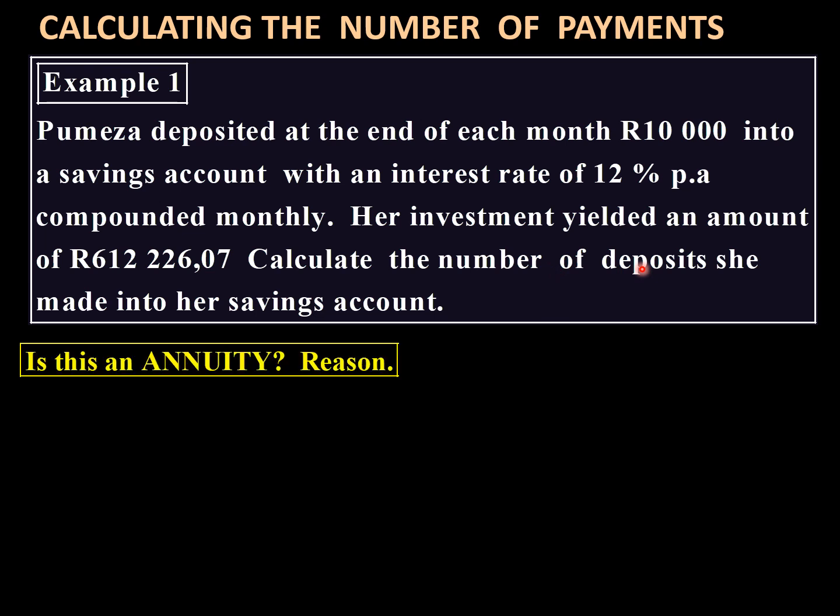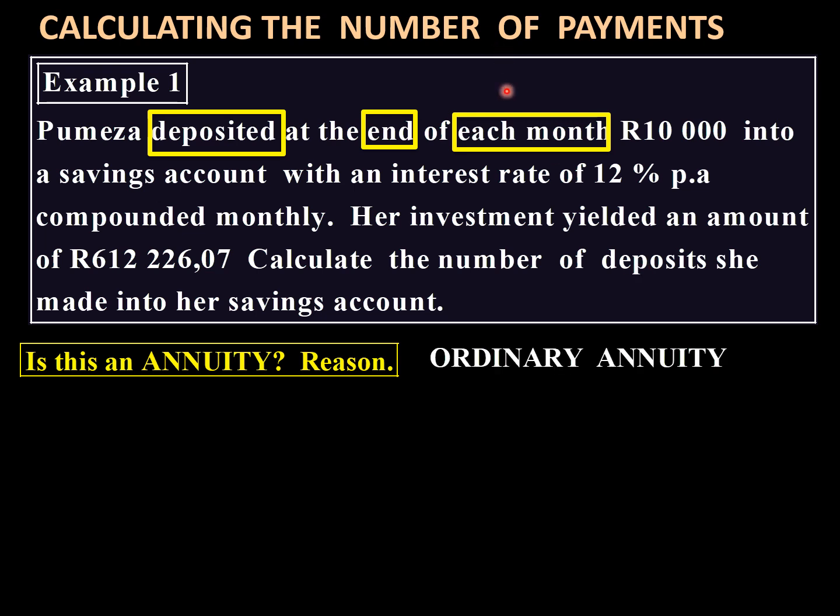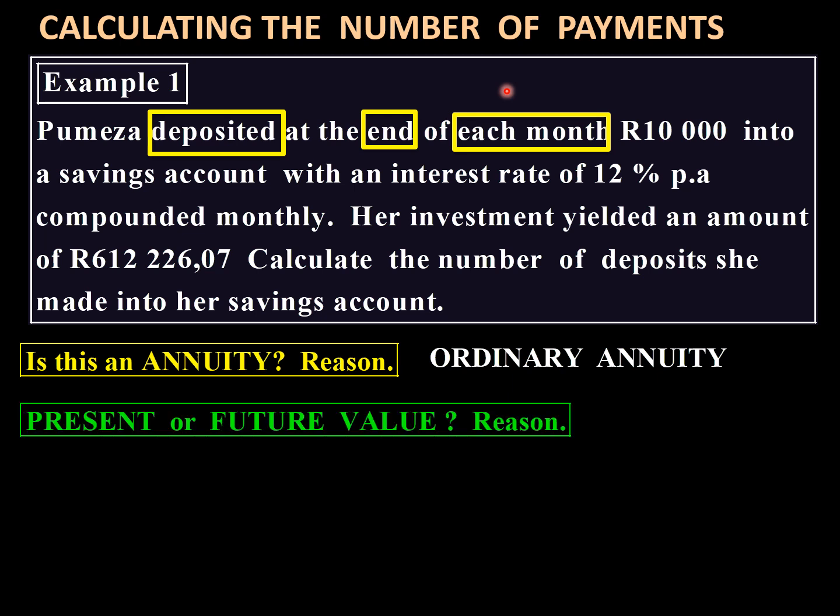So let's see. Is this an annuity? There must be some keywords there. What are the keywords? She deposits at the end of each month, you know, and it's a regular amount. So that definitely is an annuity. And because it's at the end, it's an ordinary annuity. Now, let's see whether it is a future or a present value annuity. And there must be a keyword. And what's the keyword there? That's correct, save. You save for, that's correct, we save for the future. So this is a future value.